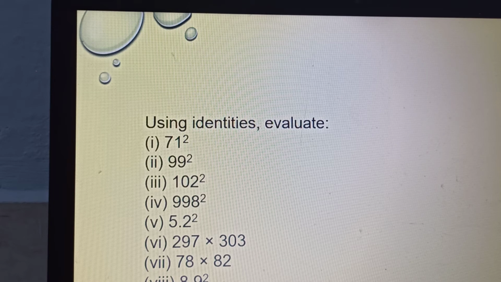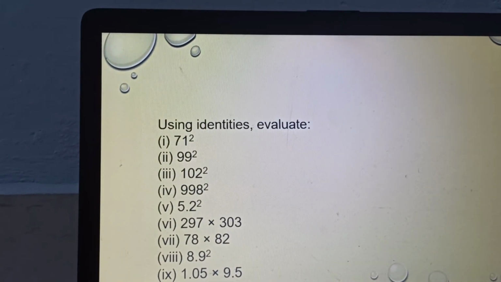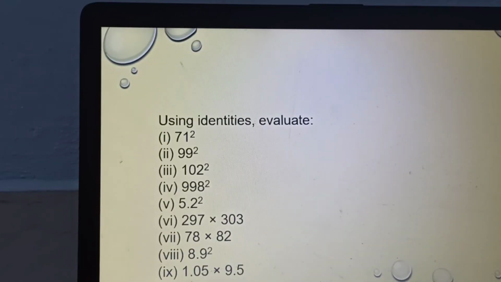102²: which formula here? (100 + 2)². 998²: that is (1000 − 2)² we have used. 5.2² will be (5 + 0.2)². And where two numbers came, you have to use the formula (a + b)(a − b). Look, here 3 is subtracted, there 3 is added, so you can easily use the formula (a − b)(a + b) = a² − b².